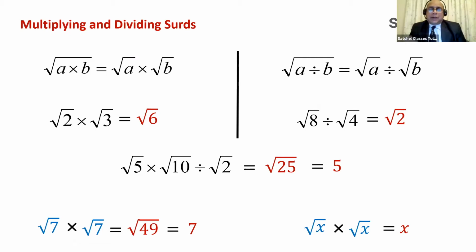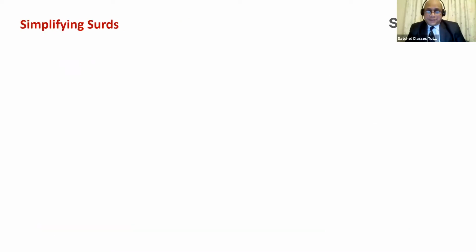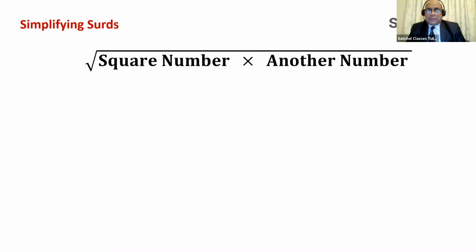Now, why did we learn how to multiply and divide surds before any other calculation? Because to simplify surds, we need this particular skill. So let's understand how we simplify surds. To simplify surds, we need to write the number inside the root sign as a square number multiplied by any other number. Please understand this carefully. Square numbers could be any of those numbers which you are aware of: 4, 9, 16, 25. Remember, these are square numbers.